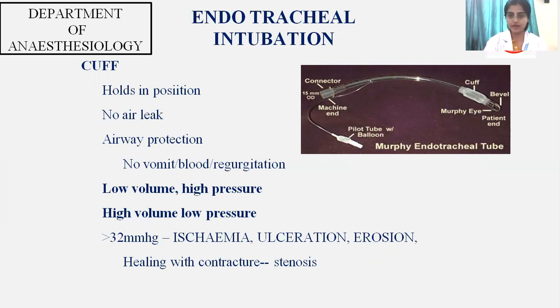We have two kinds of cuffs. There are low volume, high pressure cuffs, and there are high volume, low pressure cuffs. We prefer high volume, low pressure cuffs since high pressure cuffs will lead to ischemia, ulceration, and erosion of the trachea, which will lead to healing with contracture and ultimately stenosis of the larynx. So what we prefer is high volume, low pressure cuffs.